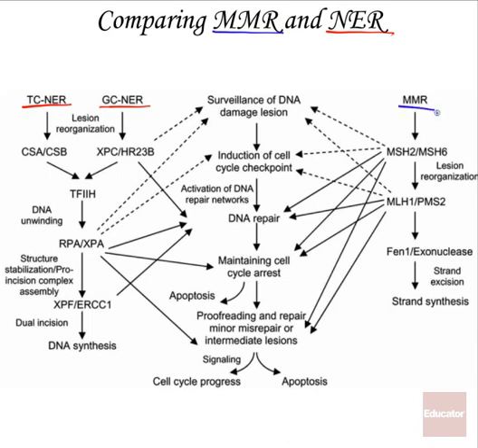So it doesn't matter which one we are looking at, they all go through a similar series of steps. First things first, there's a surveillance of the DNA damaged lesion. So you need to recognize that there's a problem. Then you induce a cell cycle checkpoint. So you don't want the cell to continue on like it's normal. You need to repair that lesion first. So you activate those repair networks. Then you'll go through DNA repair and you will keep the cell cycle in an arrest. You don't let it go on any further.